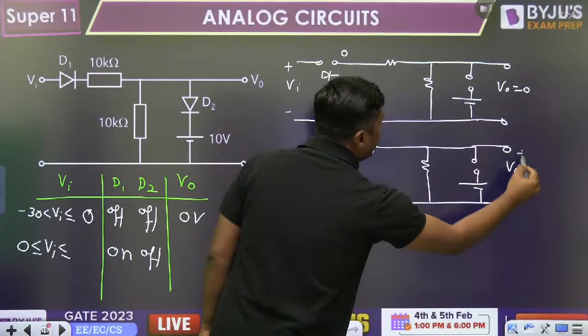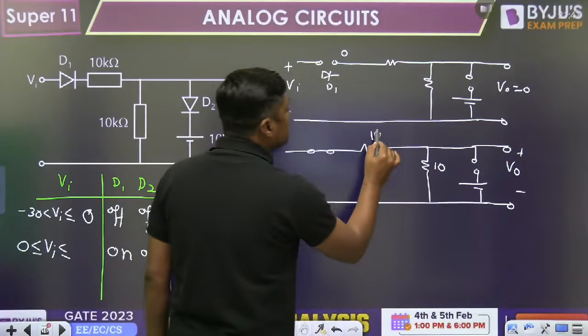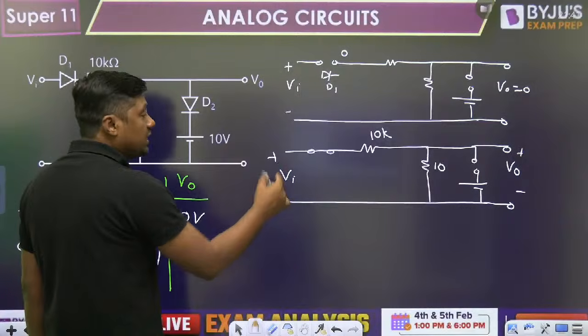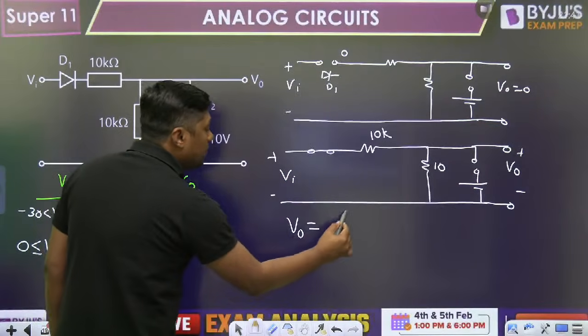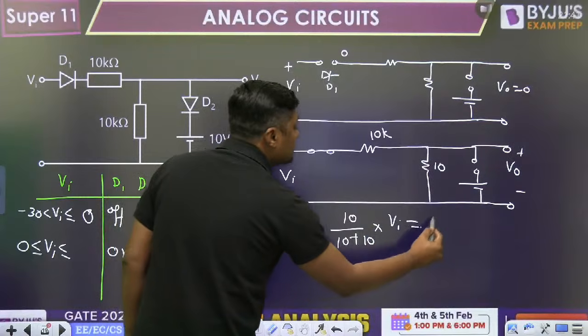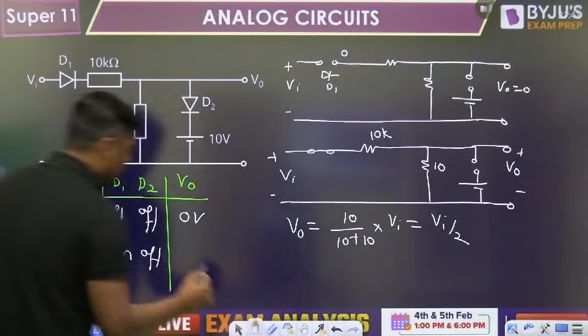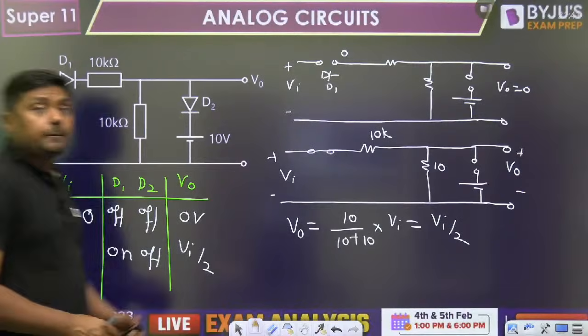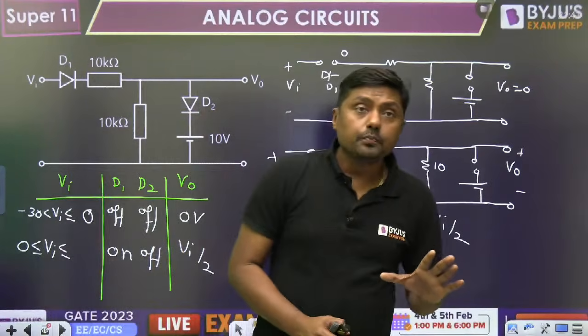Everyone, please find the output voltage. This is the 10 kilo ohm, this is the 10 kilo ohm, this is the VI. Always you have to find the output in terms of VI. It will become 10 divided by 10 plus 10 into what? VI. That is nothing but VI by 2. Finally, you will get VI by 2.